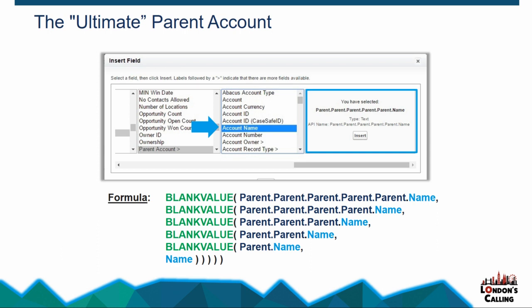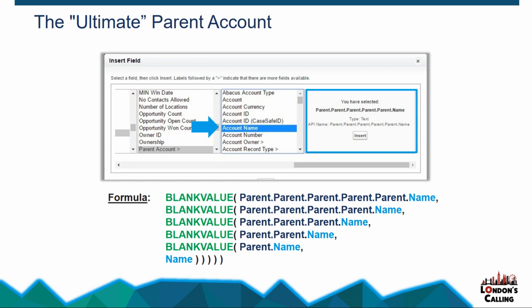But here's the thing. I don't know if the account that I'm on has a parent. That account may be the top account in the hierarchy. There may be no hierarchy at all. Or it might be an account in the middle of the account hierarchy. I don't know that. That field may be blank. So I opened up another BLANKVALUE to provide a substitute if that happened.